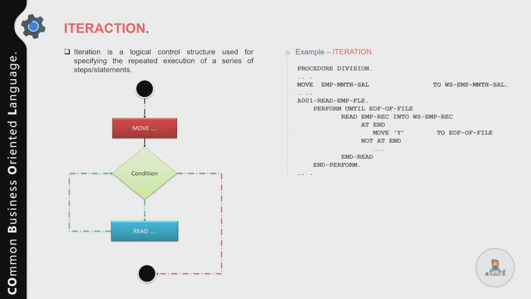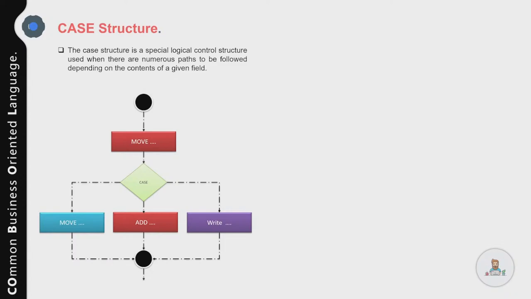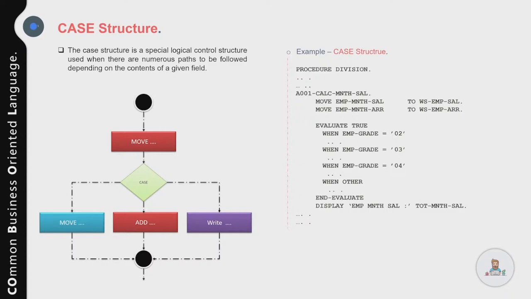Now let's talk about our last logical control structure, that is case structure. So the case structure is a special logical control structure, and it is used when there are multiple paths to be followed depending on the content of a field or a variable. So in the following diagram, the first move statement will be executed because there is no specific condition which is specified on it. And after that, you have a condition, and based on that condition, these three statements will be executed. And remember, all three will not be executed. Only one of the statement will be executed.